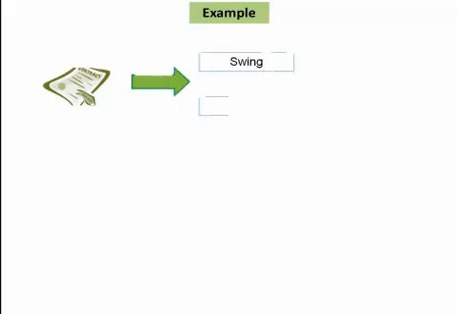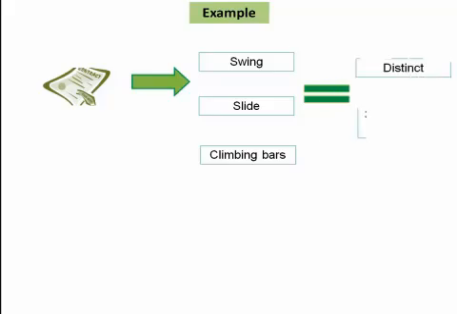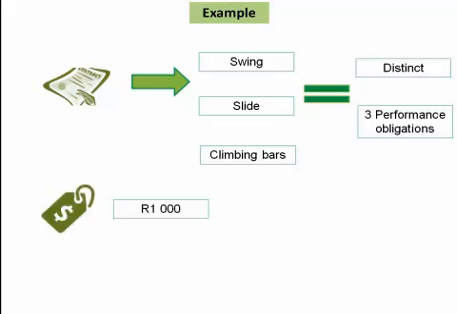Let's do an example. Jungle Mania Limited enters into a contract with a customer to supply a swing, a slide, and climbing bars compatible with most jungle gyms in South Africa. The company concludes that the items are distinct and therefore 3 separate performance obligations exist. It is likely that each item will be delivered at different times. The transaction price is 1,000 Rand.